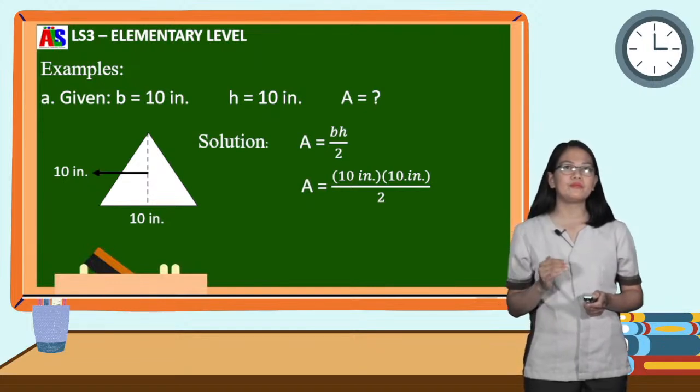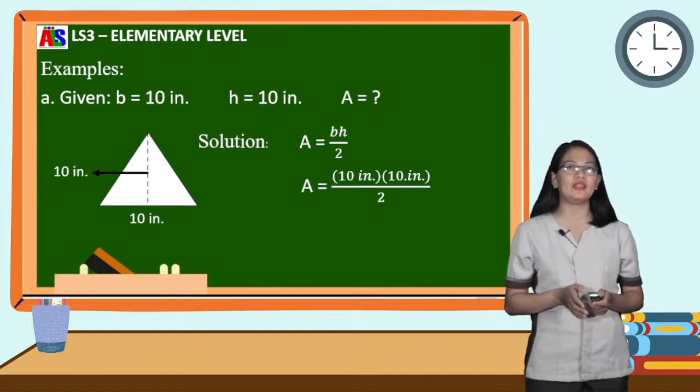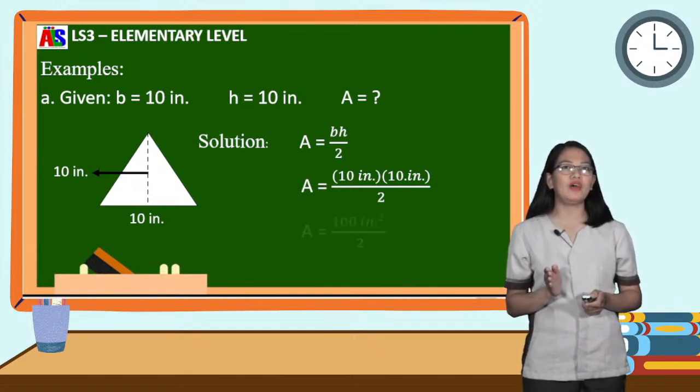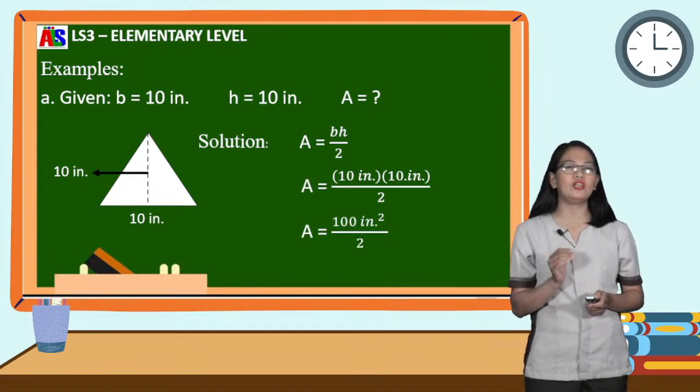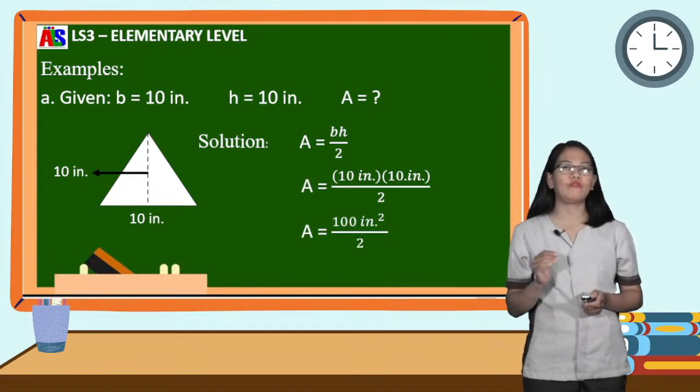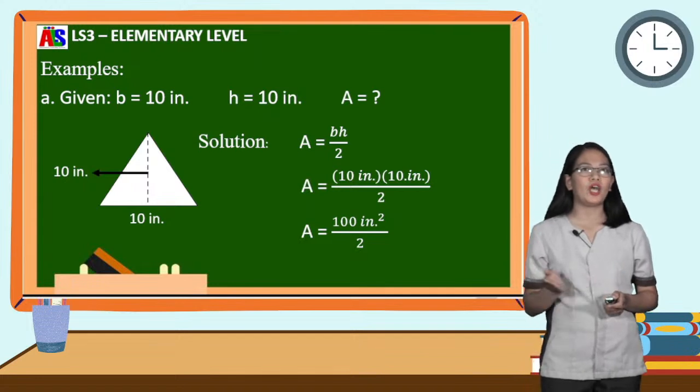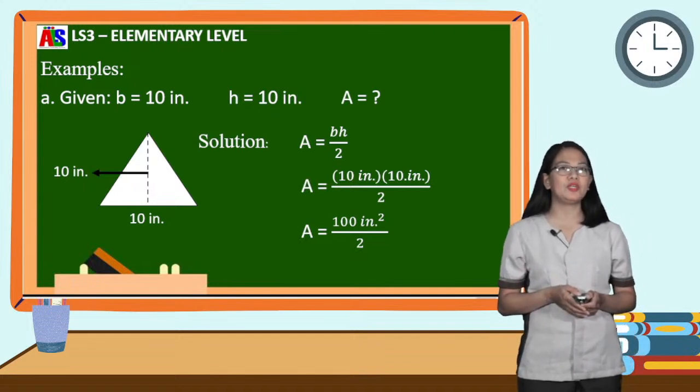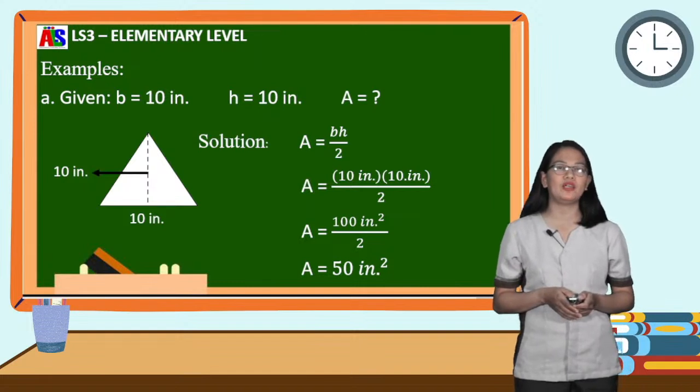2. Now, after substituting the given values, we have to do the next step, which is to multiply 10 inches by 10 inches. And it will give us a product of 100 square inches all over the denominator 2. Are we done? Not yet. It is because we still need to simplify 100 square inches over 2. And the area now is 50 square inches.